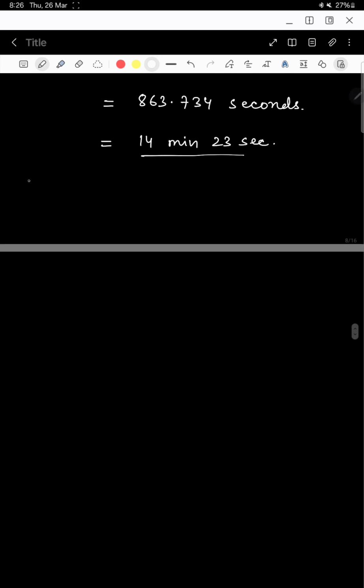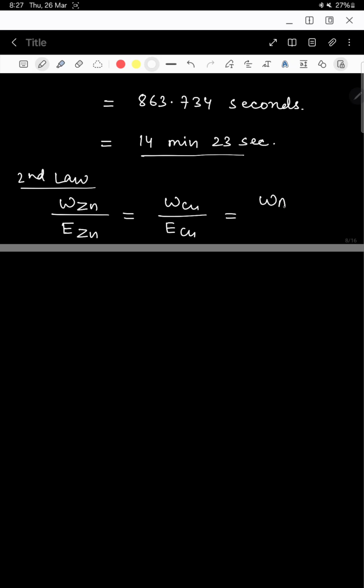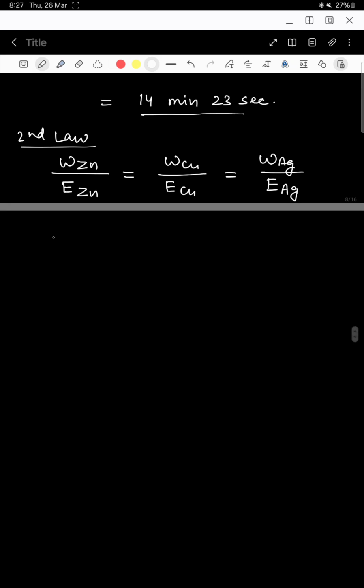So using the second law of electrolysis, I can write that mass of zinc upon equivalent mass of zinc must be equal to mass of copper upon equivalent mass of copper, must be equal to mass of silver upon equivalent mass of silver. We have already discussed this same expression in the theory part. So using this, mass of zinc upon equivalent mass of zinc must be equal to mass of silver upon equivalent mass of silver, right?